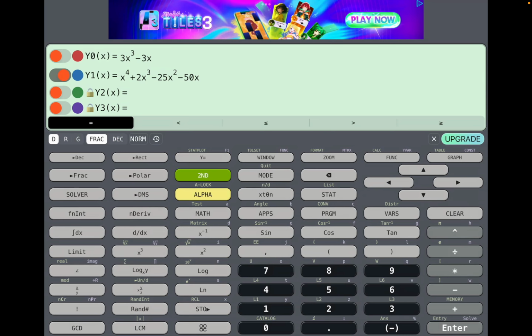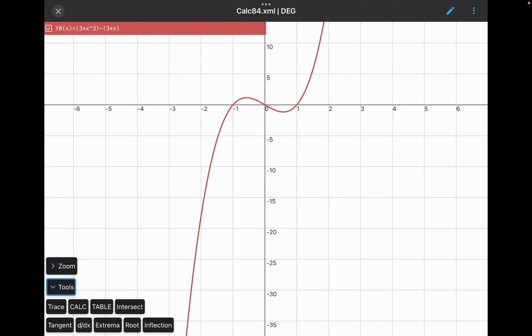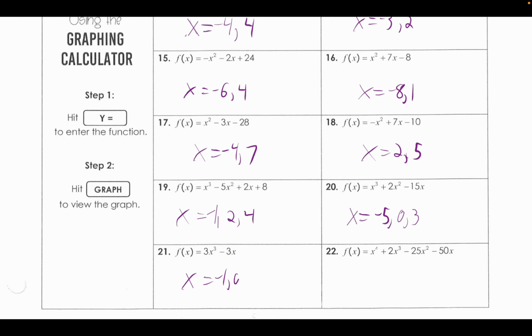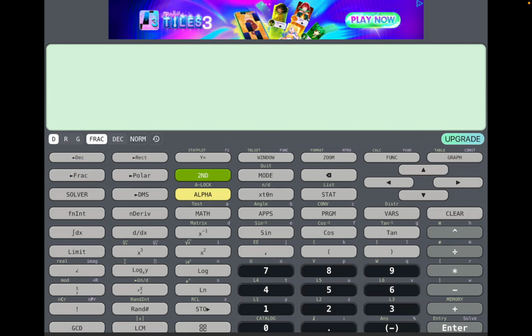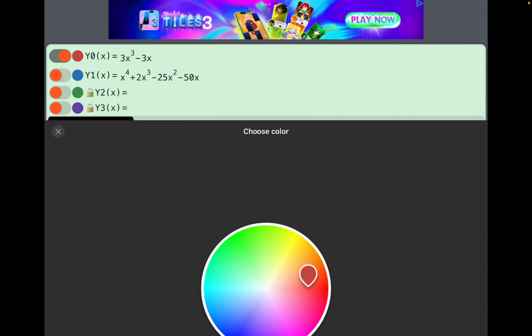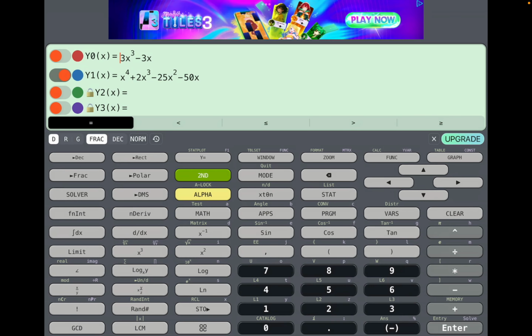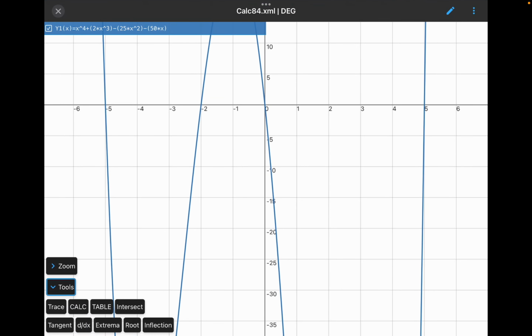It's a long one. I'm going to turn number 22 off and turn number 21 on, and graph. On number 21, I see it crosses the x-axis three times, at -1, 0, and 1. So I have x equals -1, 0, and 1. And now to my last graph. I look at the one for number 22 as I go back to the y equals screen. It crosses 4 times at -5, -2, 0, and 5. I write these down.